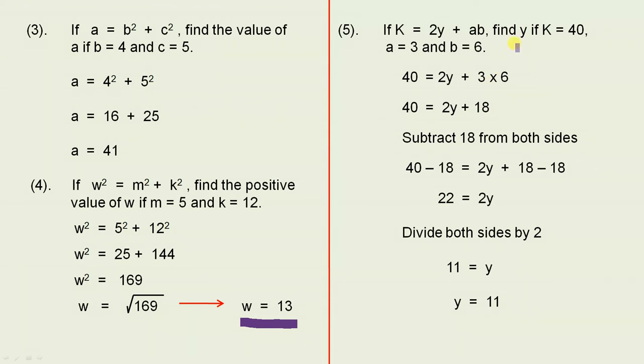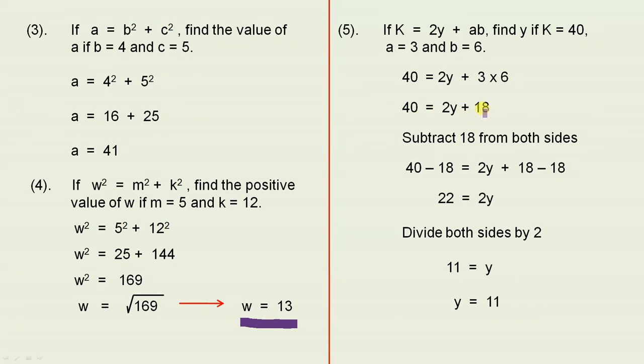And number 5, if K equals 2Y plus AB, find Y if K equals 40, A equals 3 and B equals 6. So again, just follow the rules and substitute the numbers in. We've done that here. 3 6s are 18. That leaves us with that line there.